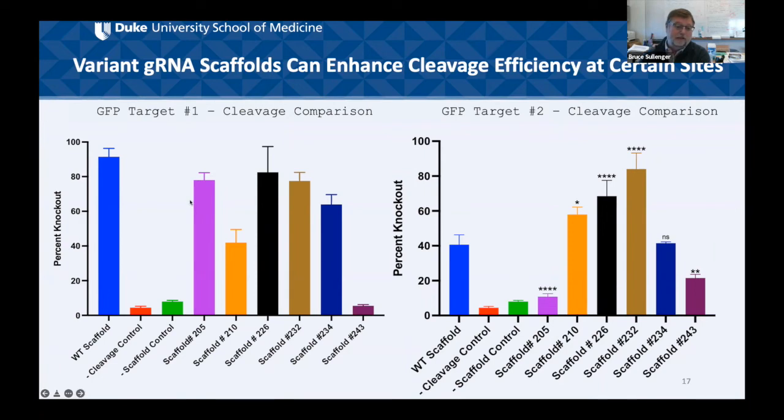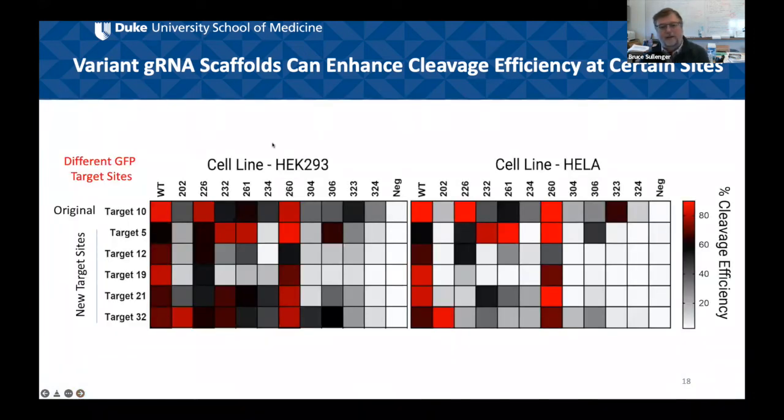And interestingly, some are much more effective against a particular target, like scaffold 205 is almost as good as the wild type against target 1, but doesn't work well against target 2. We think that's probably because it folds poorly with the target 2 DNA binding domain and folds reasonably well with target 1. So we went and did this in more detail. We picked 5 target sites as I was showing here, and 10 different of the 30 some guide RNAs that we knew worked well, and this is a heat map of this type of study, and we looked in 2 different cell lines to do this in more detail.